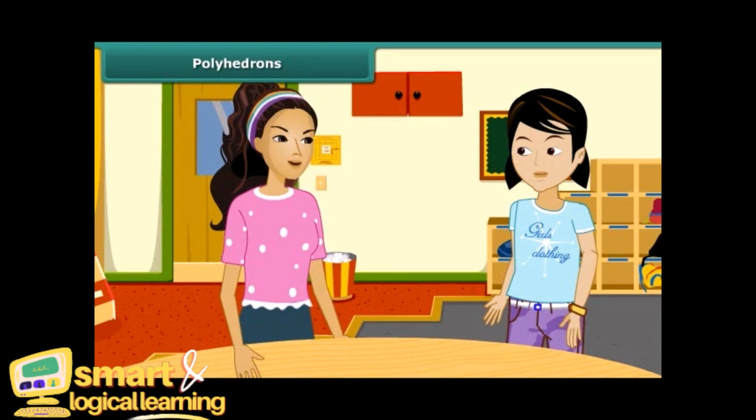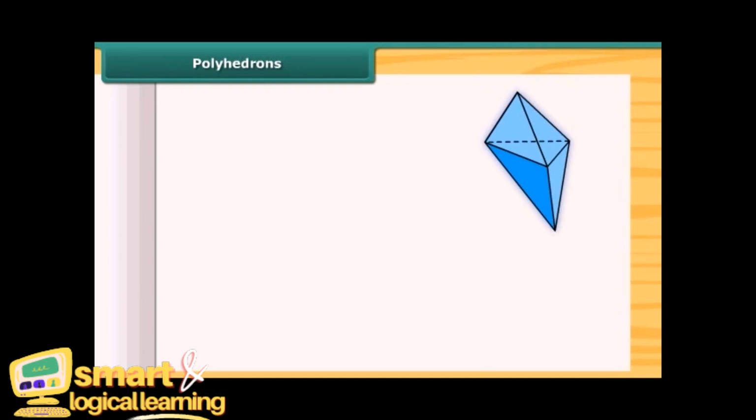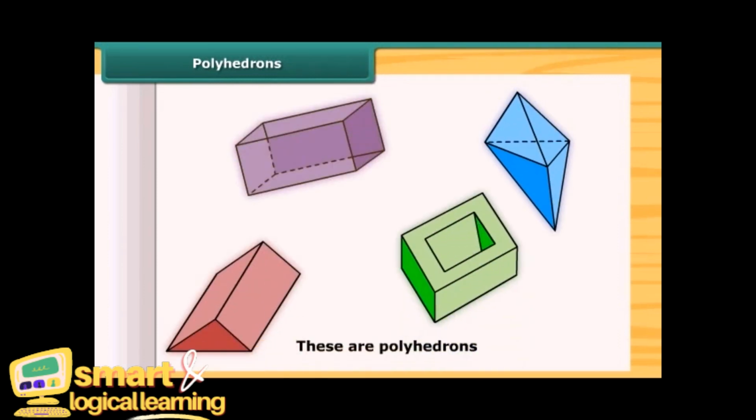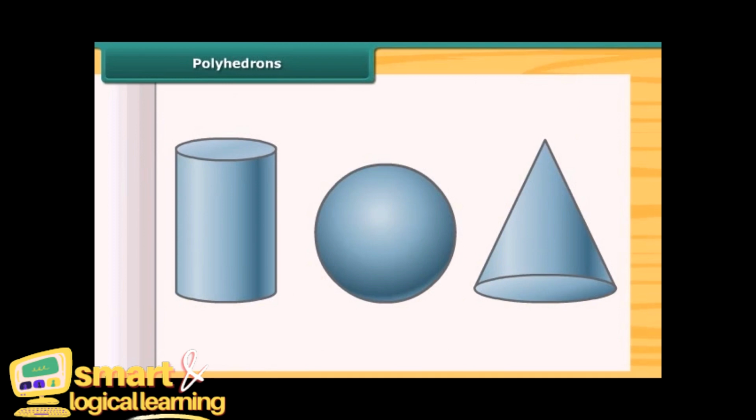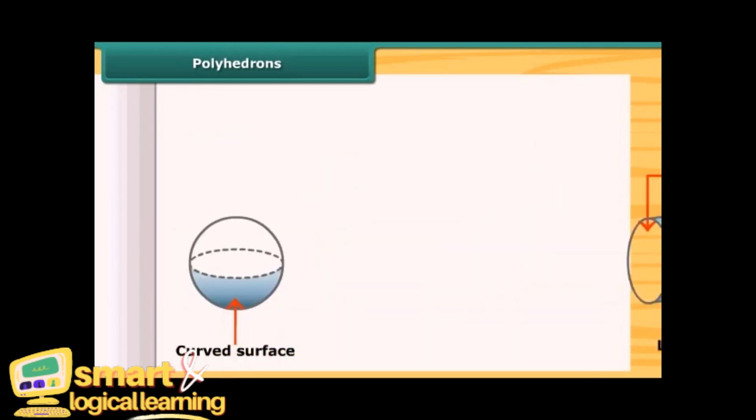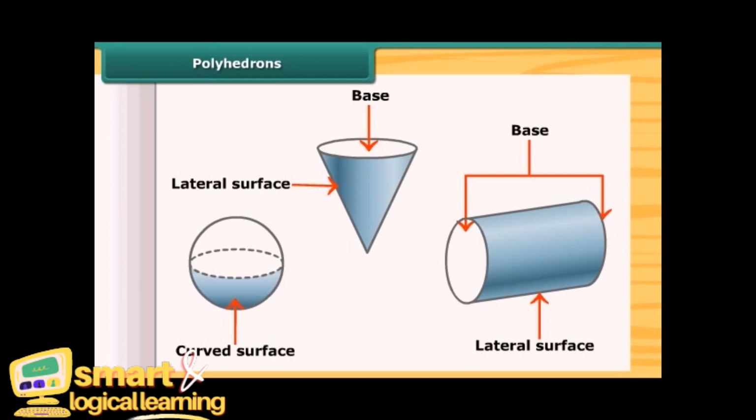Those solids are called polyhedrons. These all solids are polyhedrons. Are these objects polyhedrons? No, these are not polyhedrons. You are right. These are not polyhedrons because they do not have flat faces.